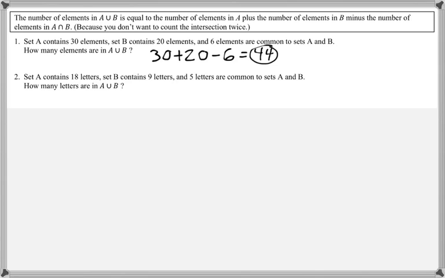Number 2 says, set A contains 18 letters, set B contains 9 letters, and 5 letters are common to sets A and B. How many letters are in A union B? So we want to take 18 plus 9 minus 5 to get 22.